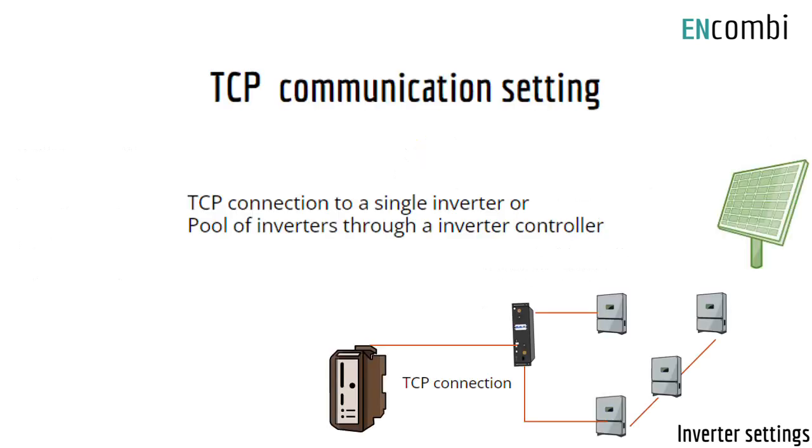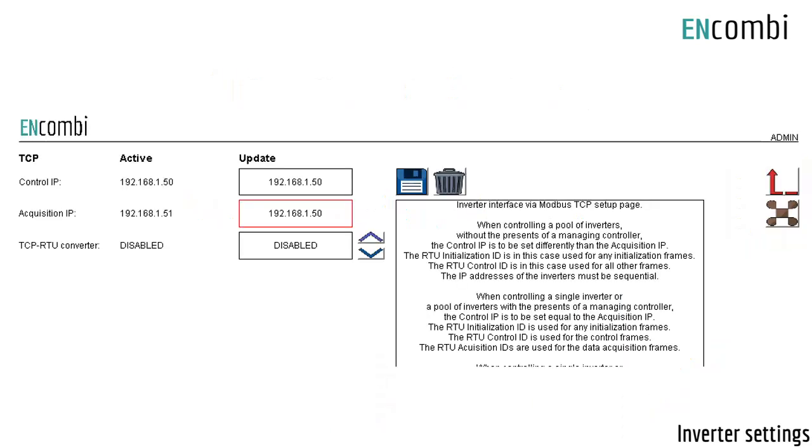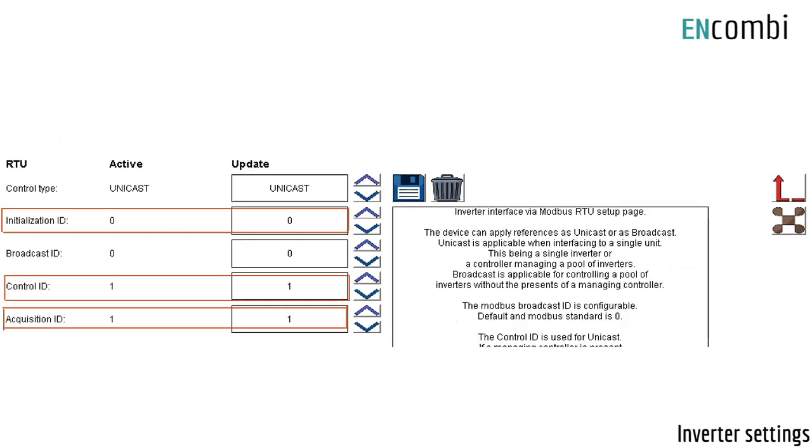And the second scenario is ECPv2 connected to a single inverter or a pool of inverters through an inverter controller, for example, SMA Inverter Manager. The control IP is to be set equal to the acquisition IP. And again the RTU specification setting comes into play for the communication. The following settings will be applicable for initialization, control and acquisition.